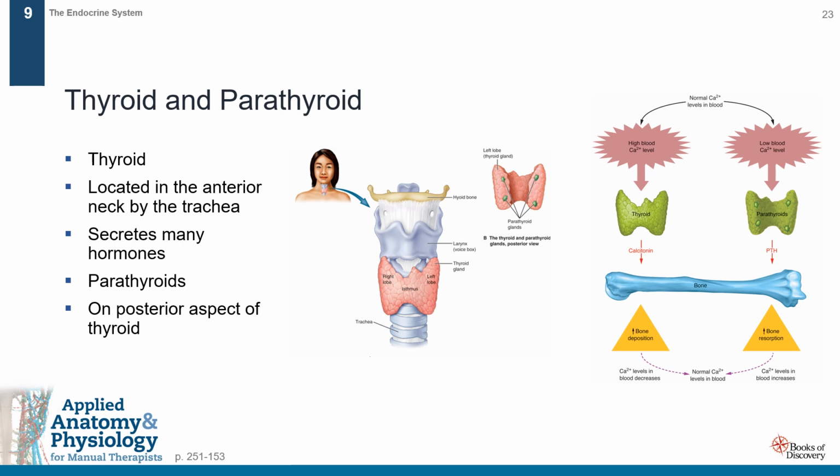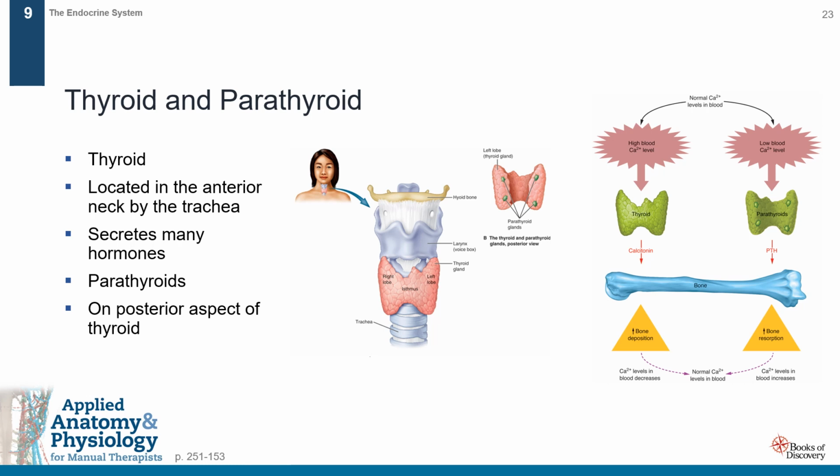There are two variants of thyroid hormone, each identified by the number of iodine atoms. The parathyroid glands are located on the posterior aspect of the thyroid, and they secrete parathyroid hormone, also known as PTH, which works as an antagonist to calcitonin. In contrast to calcitonin, PTH release is stimulated when blood calcium levels are low.